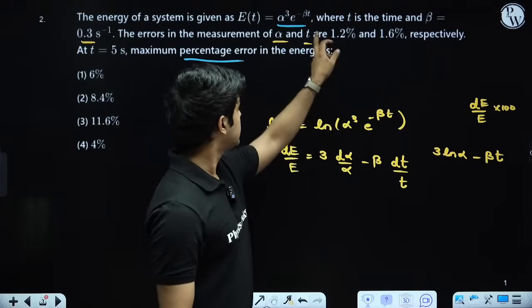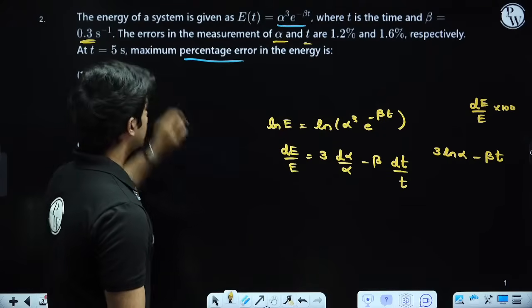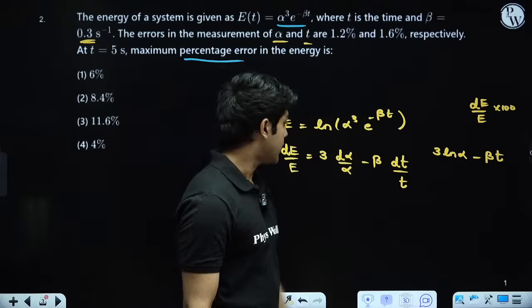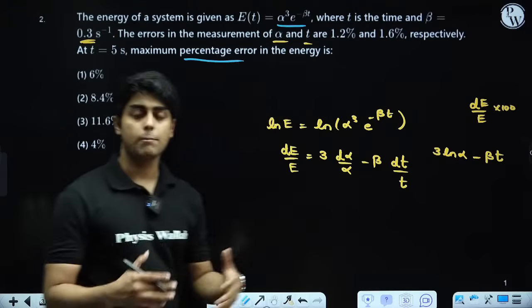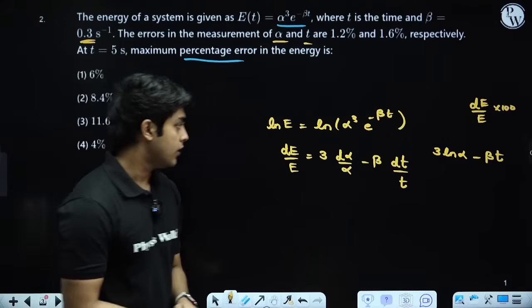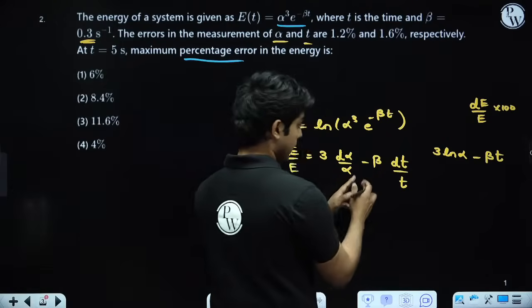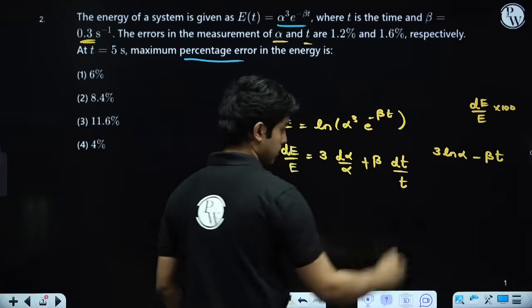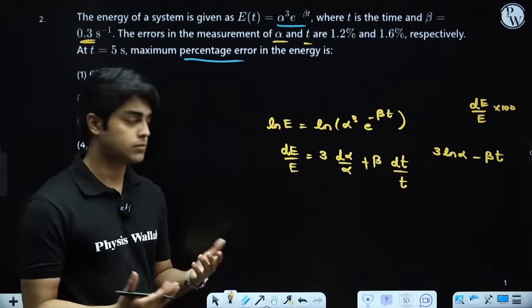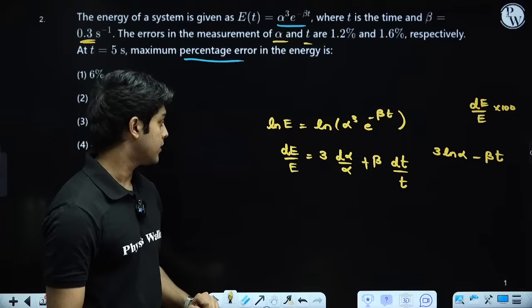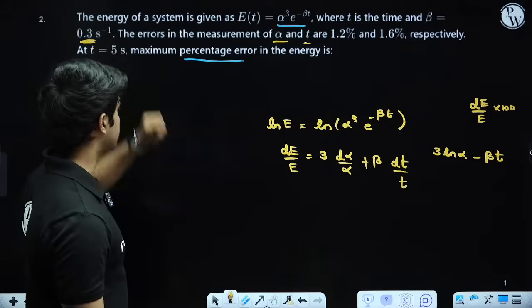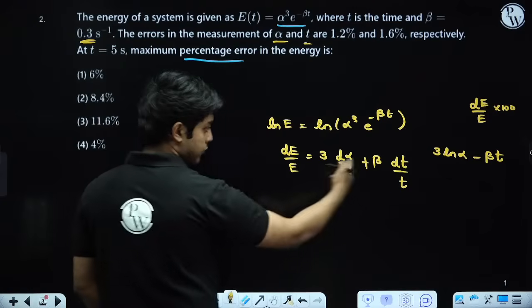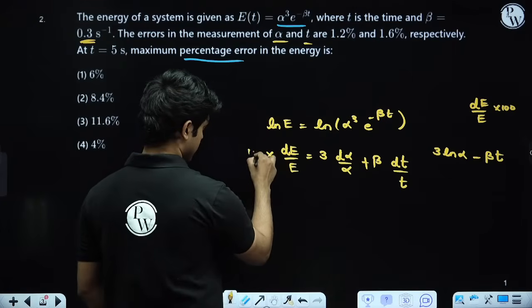Beta is a constant as it is given in the question, whereas there is error in time and calculation of alpha. So now what we'll do is, because we want the maximum percentage error, we'll not put the minus here, we'll in fact do it with a plus, okay? And that's because we want the maximum percentage error in E, the quantity E. It's actually energy. So now all we have to do is multiply on both sides with 100 for the percentage error.